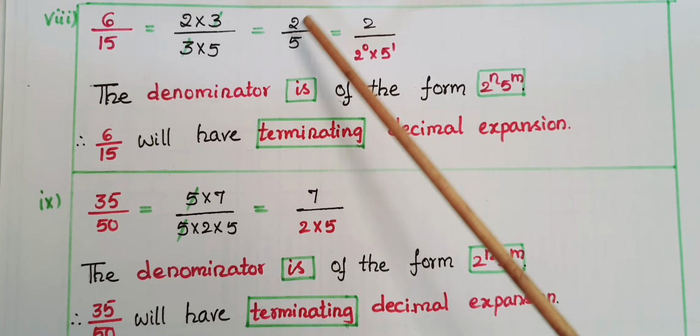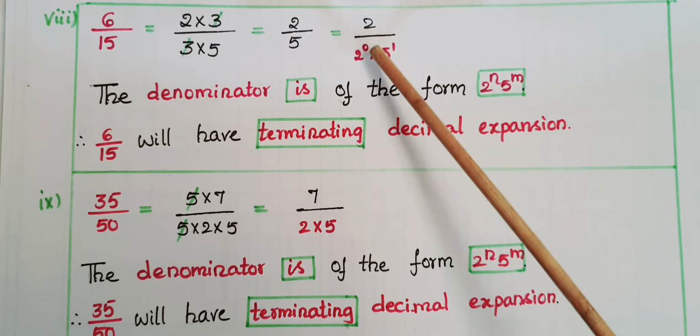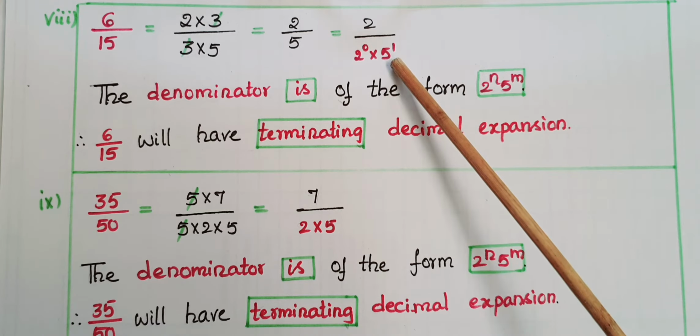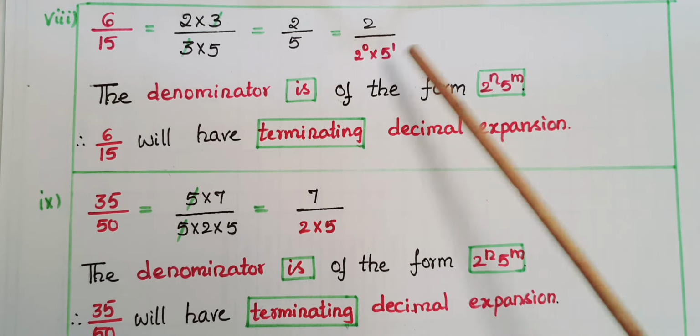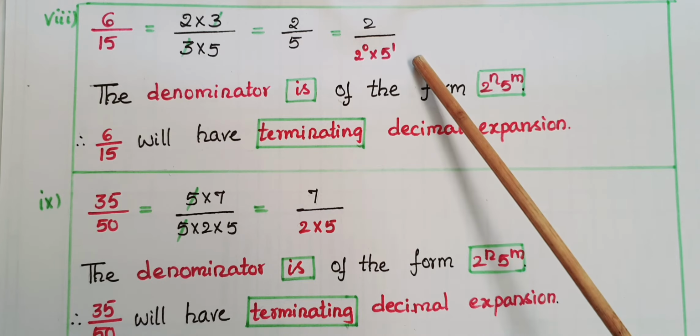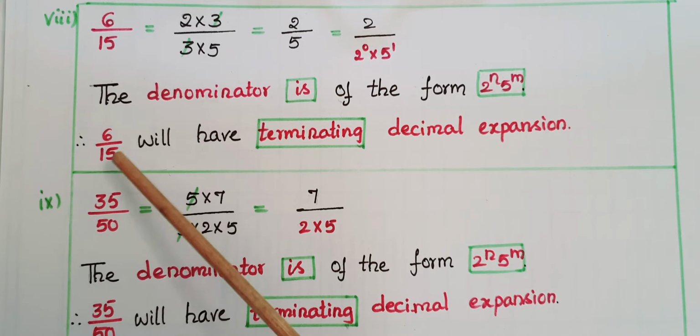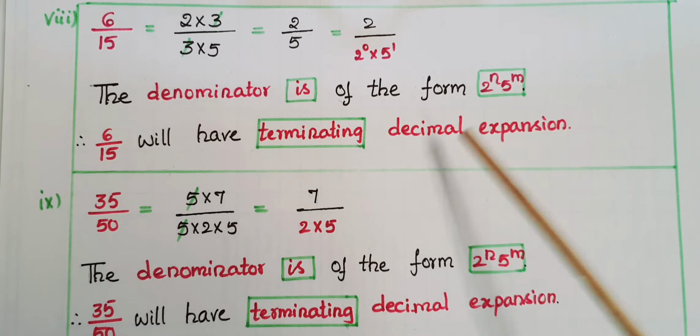Then that is equal to 2 by 5. So, this you can write as 2 by 2 to the power of 0 into 5 to the power of 1. The denominator is of the form 2 to the power of n into 5 to the power of m. Therefore, 6 by 15 will have terminating decimal expansion.